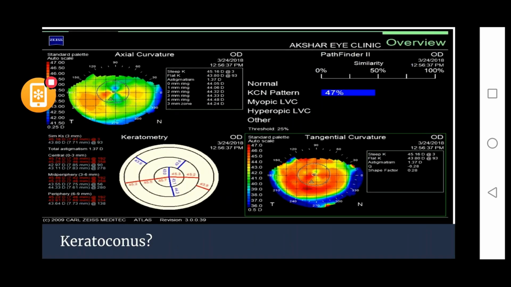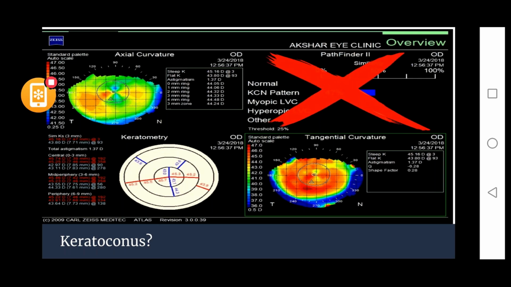Basically, it's not a case of keratoconus. This is just a case in which the tear film of the patient while performing the topography was not proper. That's why it is giving you a false reading, a false probability of a keratoconus pattern. So you have to keep in mind while performing topography that the tear film of the patient should be stable.